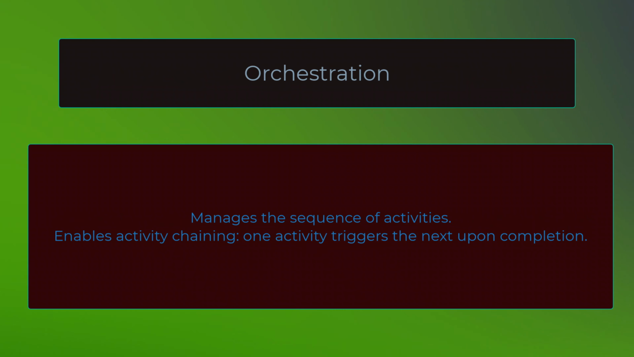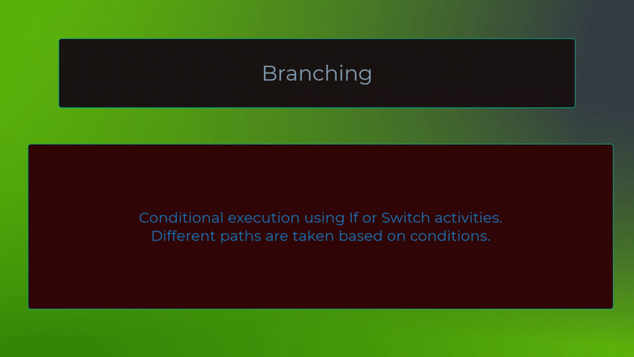Control flow ensures that activities in your pipeline are executed in the right sequence. You can chain activities together where one task automatically triggers the next upon completion. For example, after copying data from one source, the next activity might transform that data, followed by a notification via a web request. Next is branching.